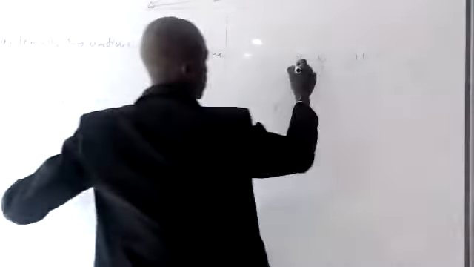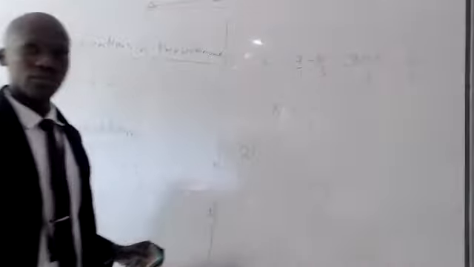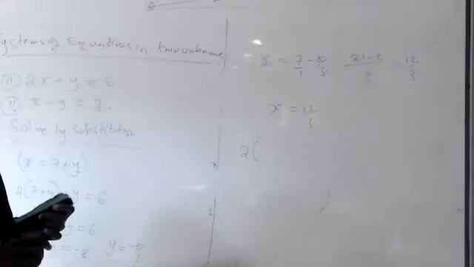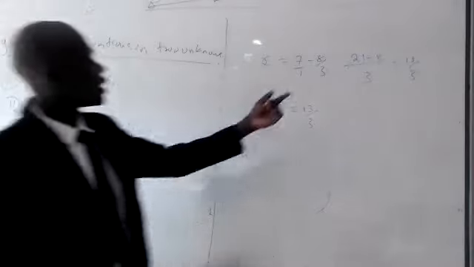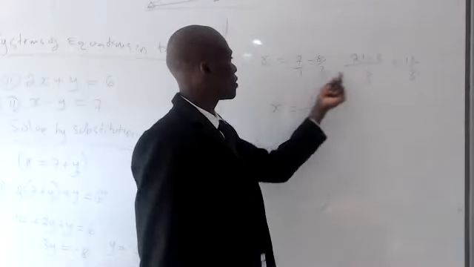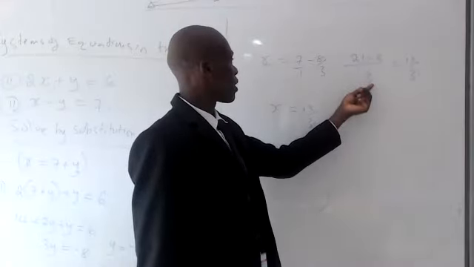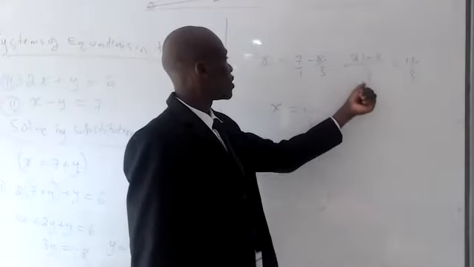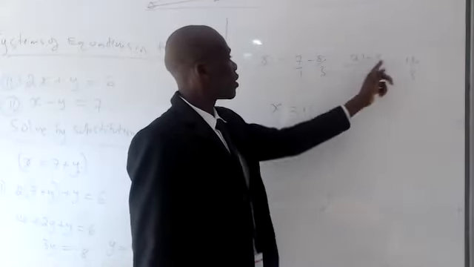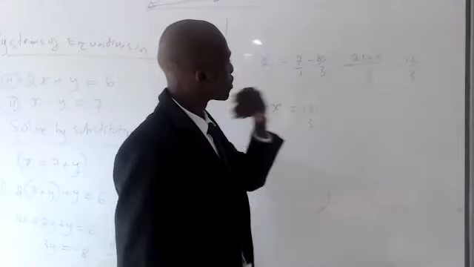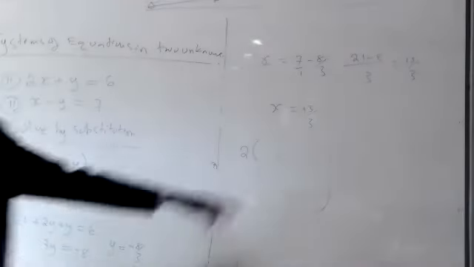Then 7 is the same as 7 divided by 1. True or true? True. So the LCM of 1 and 3 is 3. Then you ask yourself, how many times does 1 divide 3? It's 3 times. So 3 times 7 gives you 21. 3 divides 3 once, so 1 times 8 is 8. So 21 minus 8, I suppose it should be 13. So this is going to be 13 thirds.